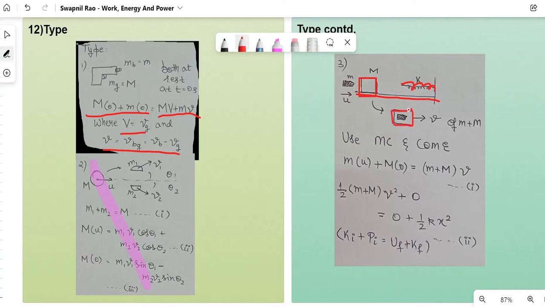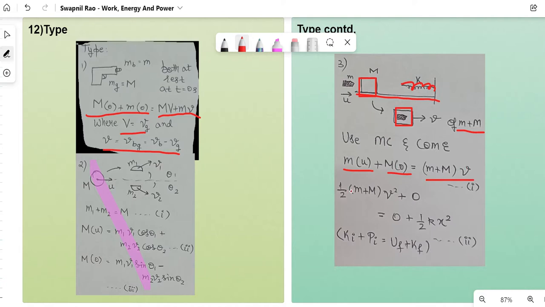And once it hits the bullet, both the bullet and the block together move with velocity v. So their total mass will be small m plus capital M. Using COM and COME, we'll get one equation, which is m u, of the bullet, plus M times 0, because this block was at rest, is equal to (m plus capital M) v. Conservation of momentum: initial is equal to final, all along the x-axis.